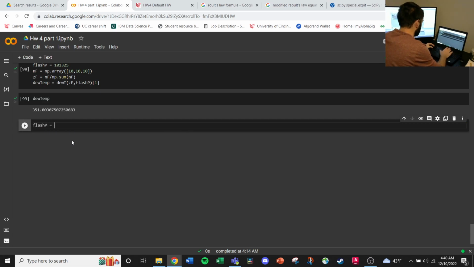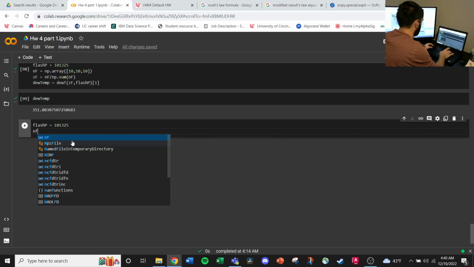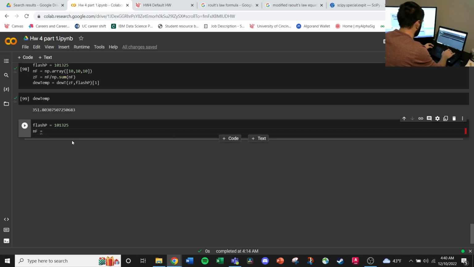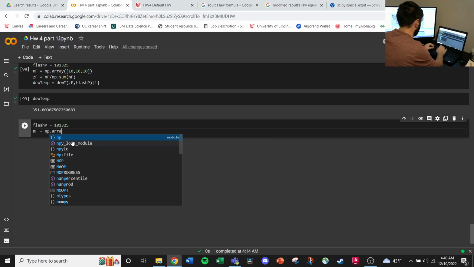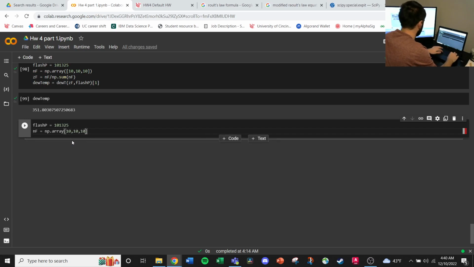So the pressure is going to be 101,325, and it gives us molar feed rates. So our total number of moles is what we can start with. I'll call that NF. Or I guess we can leave this in component form. So NP array, and it's 10 of each.